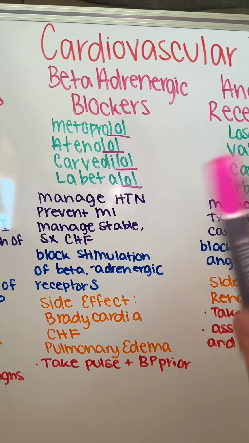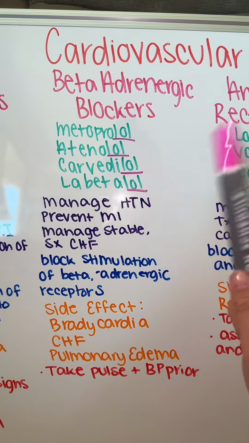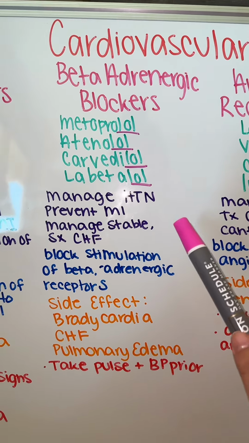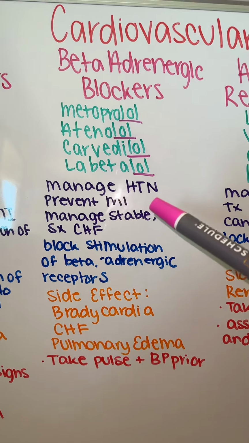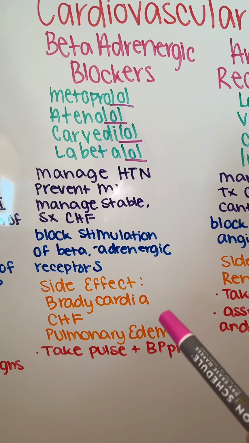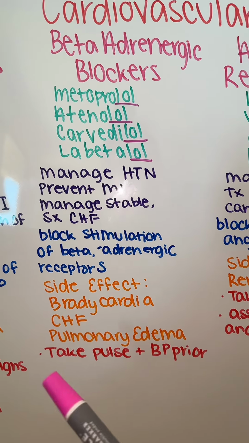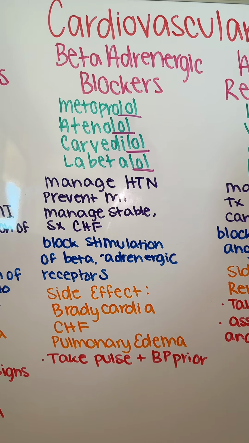The beta blockers, which all end in -lol, manage hypertension. The difference here is the -lols can affect heart rate as well. They block the stimulation of beta-adrenergic receptors. So because the -lols affect heart rate, you have to watch for bradycardia, which is that low heart rate. And of course, take the pulse and the blood pressure prior to giving this one because it does affect both.